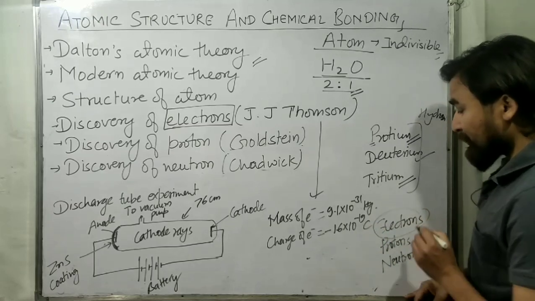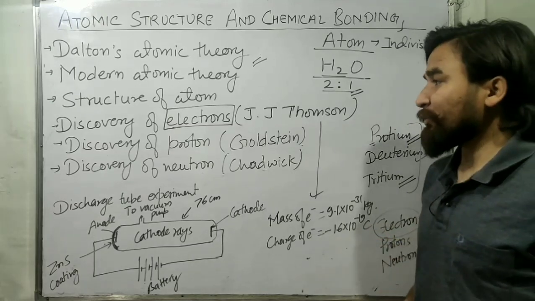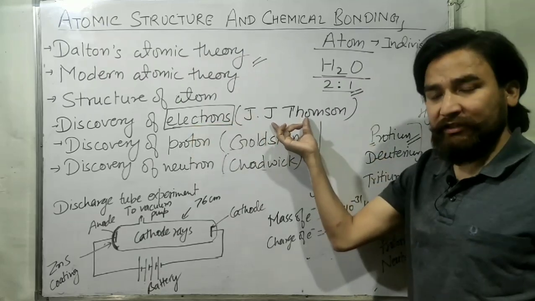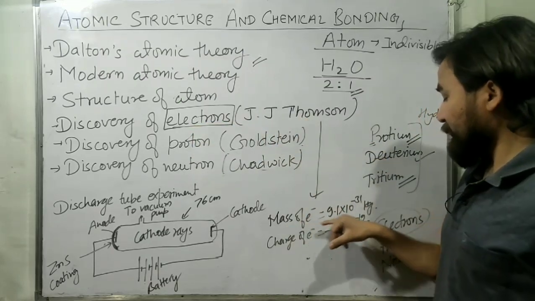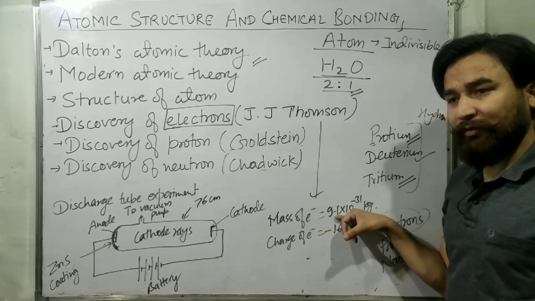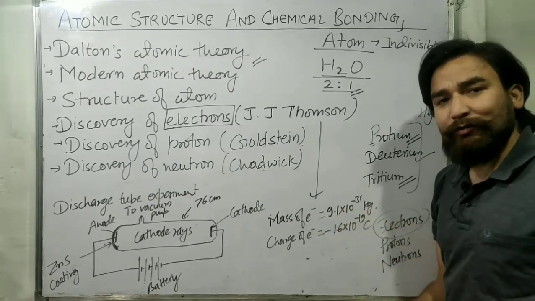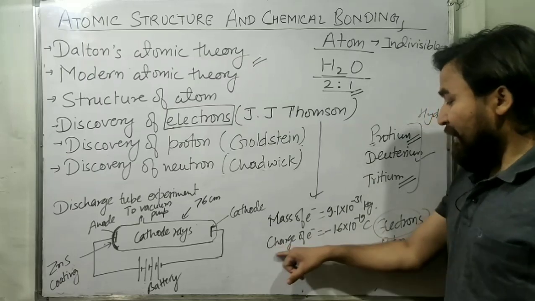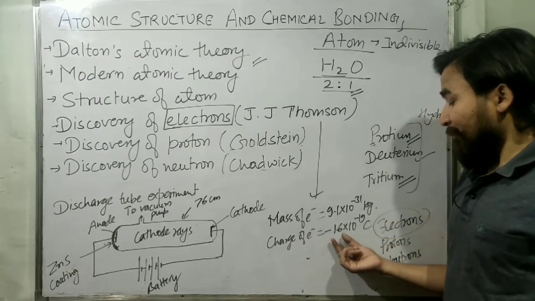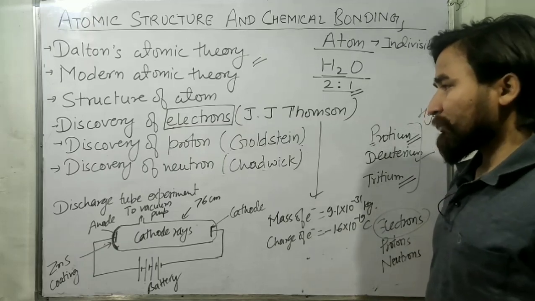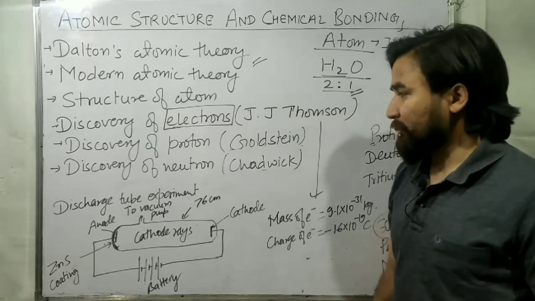So this is all about electron that you have to remember: electrons were discovered by J.J. Thomson. The mass of electron is 9.1 into 10 raised power minus 31 kg. In terms of gram, you can say 9.1 into 10 raised power minus 28 gram. Charge of electron was minus 1.6 into 10 raised power minus 19 coulomb. So this is all about electron.